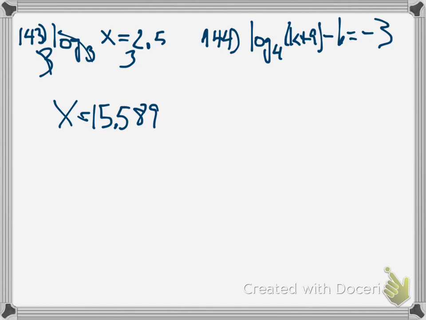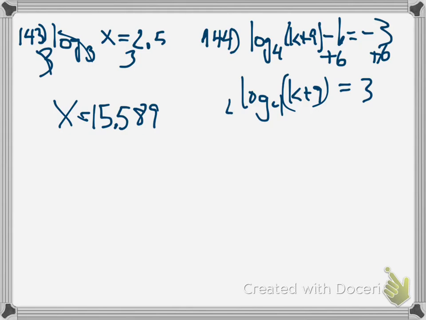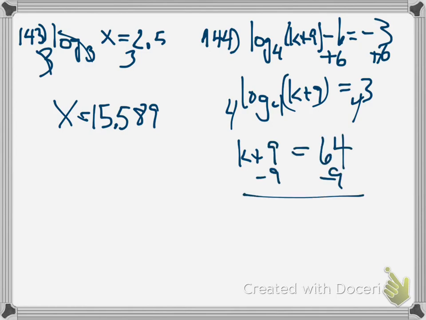Okay, on the other one, minus 6, before I can get rid of the log, I have to get rid of this minus 6 because I need this log by itself. So really now I have log base 4 of k plus 9 equals 3. Okay, so raised to the 4th power, that gives you k plus 9 is equal to 64. And then you can subtract 9, because remember, these cancel out, leaving just that k plus 9. And you get k is equal to, what, 75? No, 55. What was I thinking?